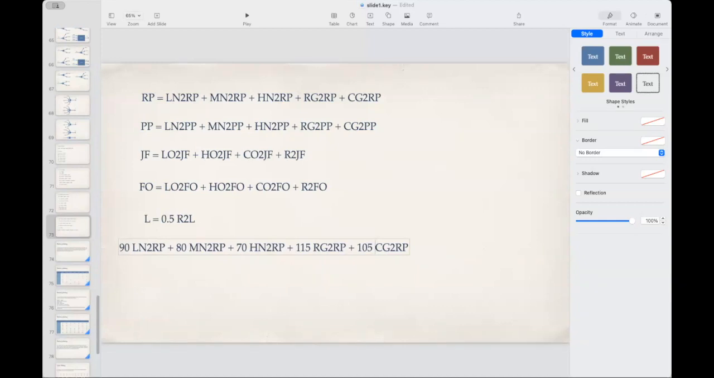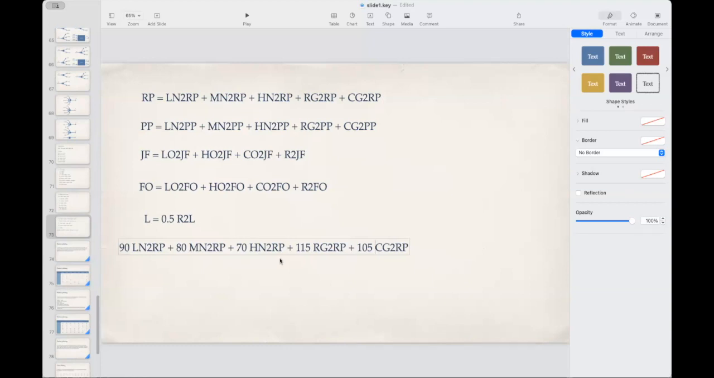However, if you formulate your constraint that way, it's not linear, right? So we know that we have Ln to Rp plus Mn to Rp plus Hn to Rp plus Rg to Rp plus Cg to Rp here. We know it's not zero for sure. So we multiply the whole expression with the denominator, right?